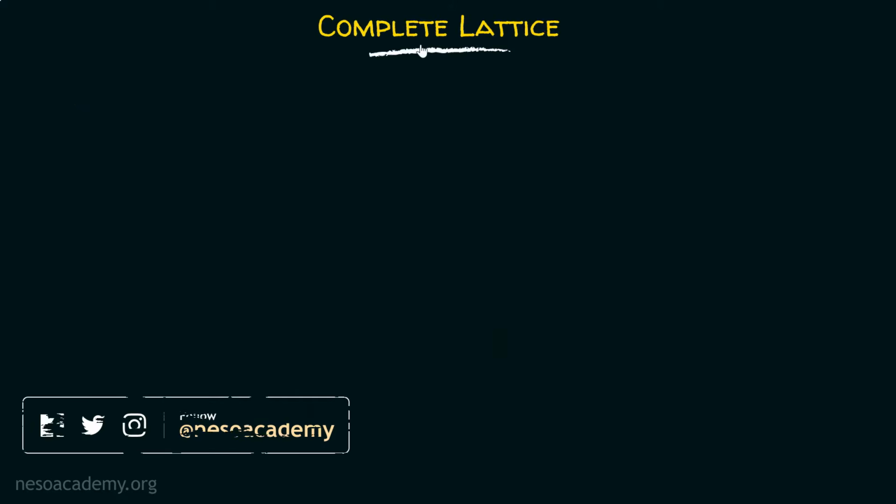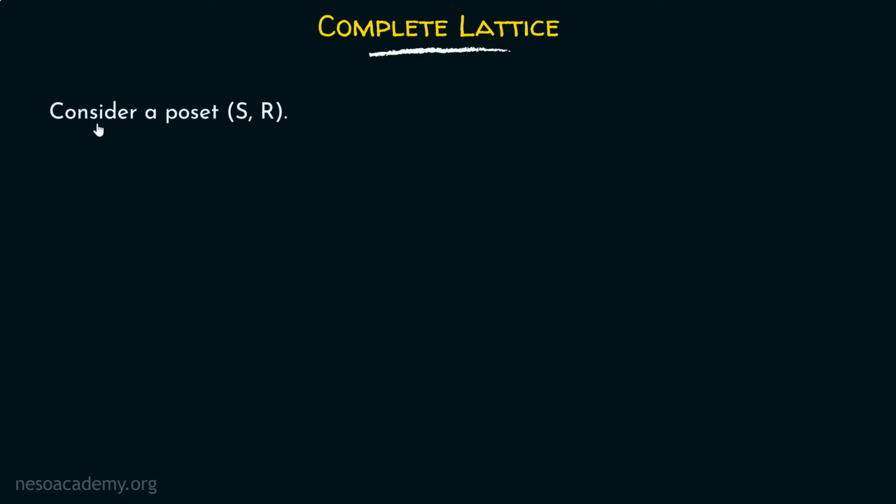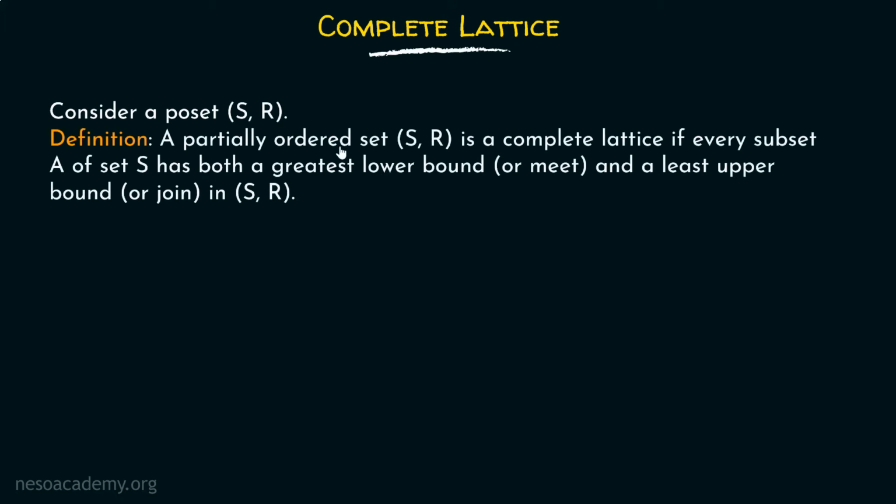First, we will discuss what is a complete lattice. Consider this poset (S, R). Now we are in a position to define what is a complete lattice. A partially ordered set (S, R) is called a complete lattice if every subset A of set S has both a greatest lower bound or meet and a least upper bound or join in (S, R).